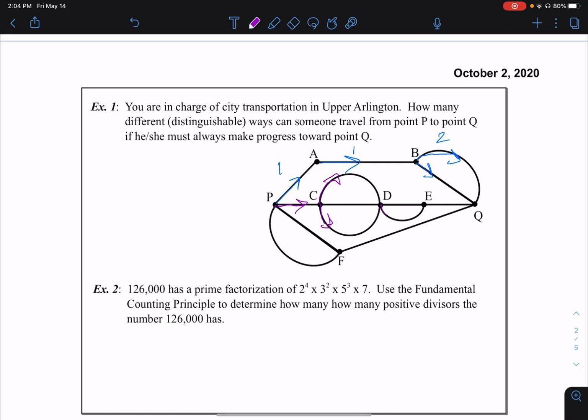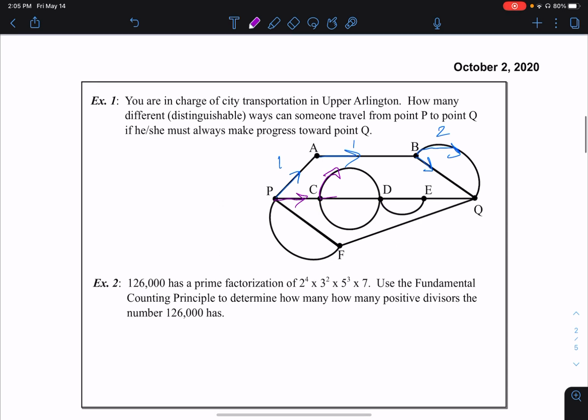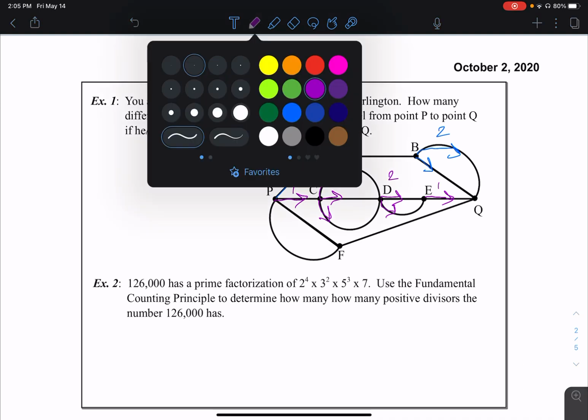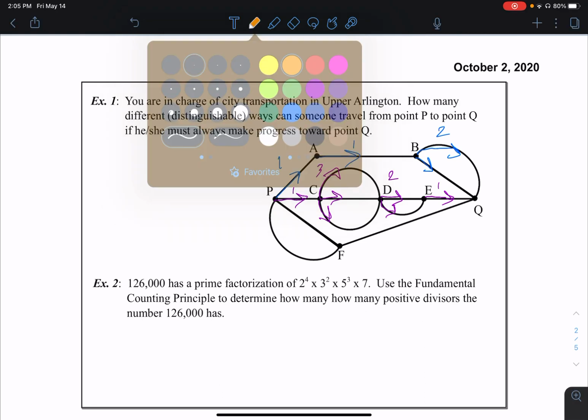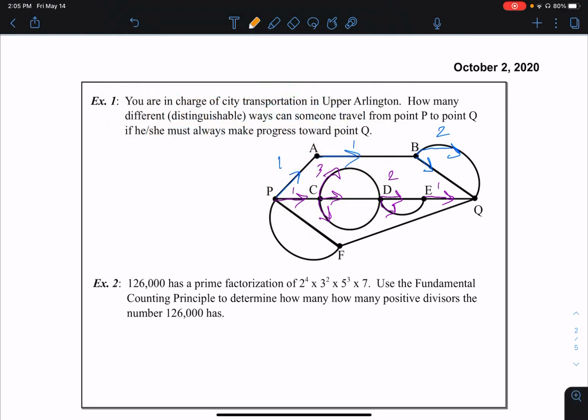and then from D to E, from C to D there's 3 ways, from D to E there is 2 ways, and then from E to Q there is 1 way. And so we have 1, 3, 2, 1. And finally, we have P to F, and there's 2 ways, 2. And F to Q is 1 way.